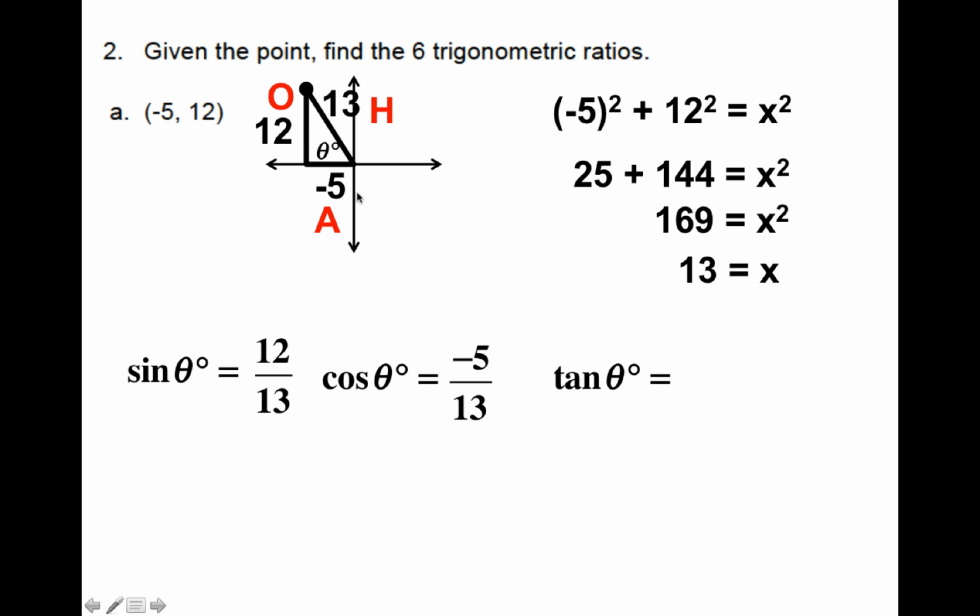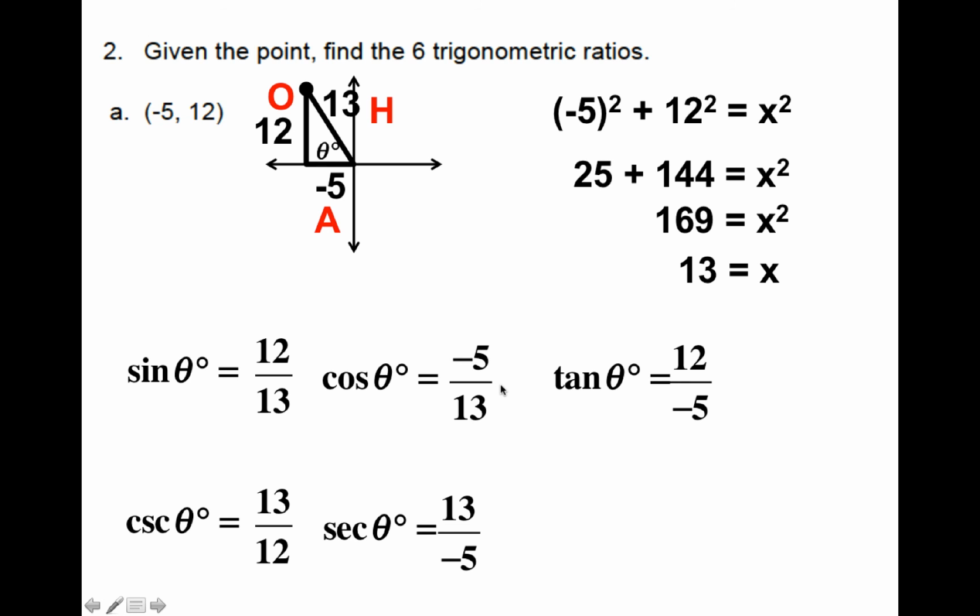The tangent ratio is TOA, O over A, so that'd be 12 over negative 5. For the reciprocals, cosecant is the reciprocal of sine, so it's 13 over 12. Secant is the reciprocal of cosine, so it's 13 over negative 5. And cotangent is the reciprocal of tangent, so it's negative 5 over 12.